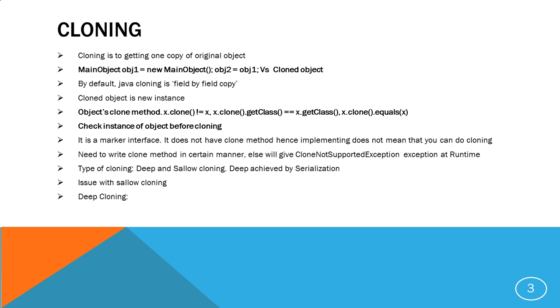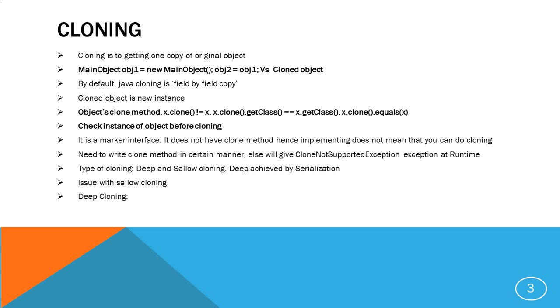Generally, when we write the clone method, that is a kind of shallow cloning. By default, the cloning concept provides shallow cloning. If you want to have deep cloning, you have to put in some extra effort. When I say extra effort, you may need to copy field by field.